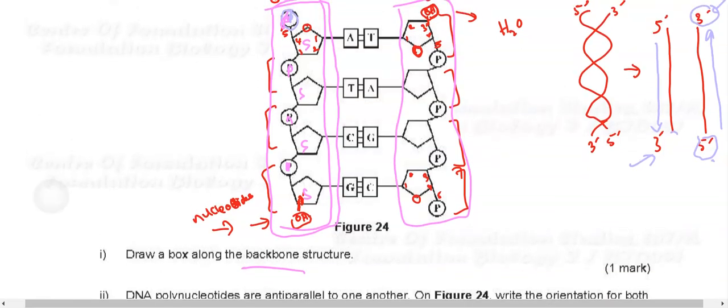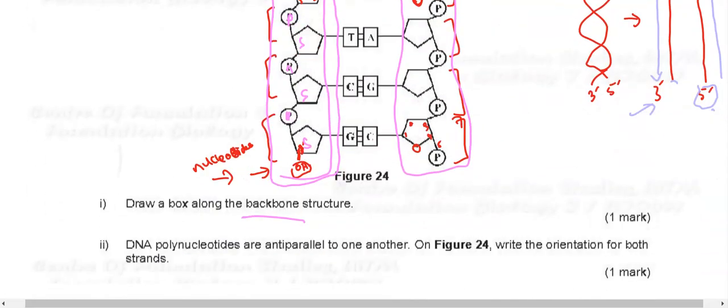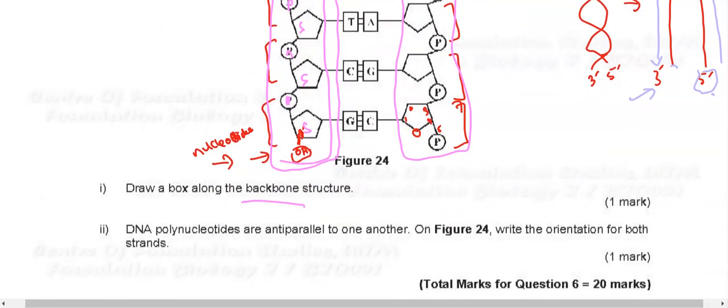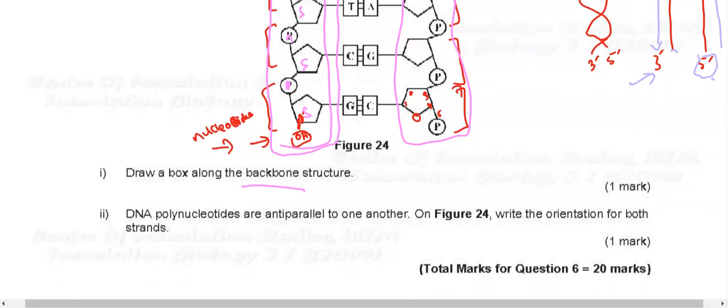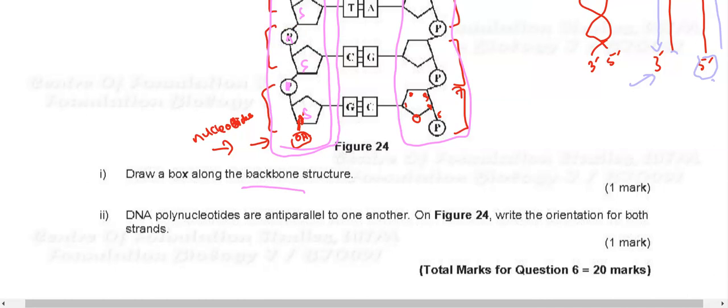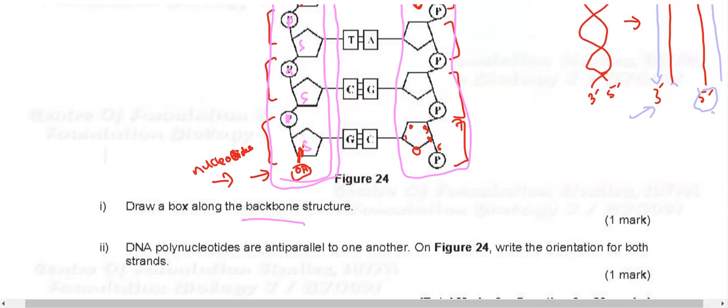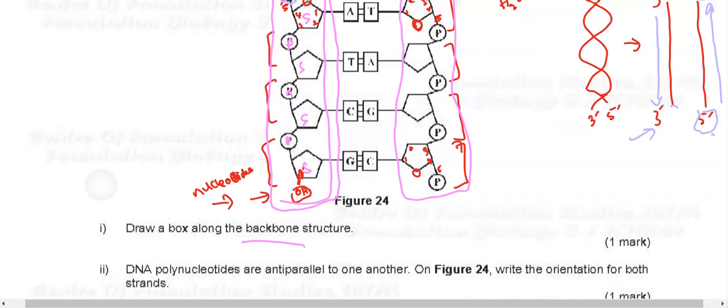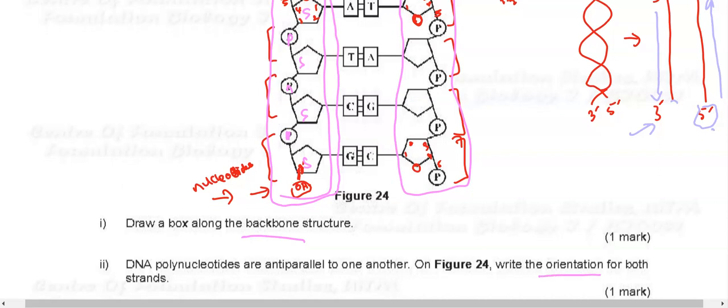The backbone of DNA or RNA consists of a repeating unit of sugar and phosphate. Next, the last question asks: DNA polynucleotides are anti-parallel to one another. On figure 24, write the orientation for both strands.